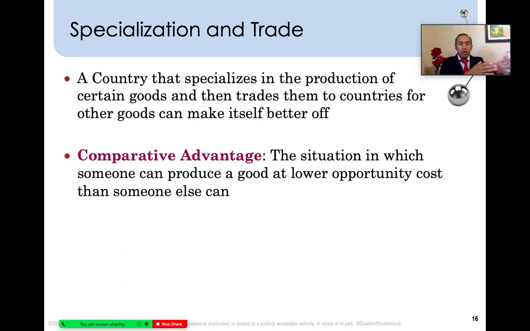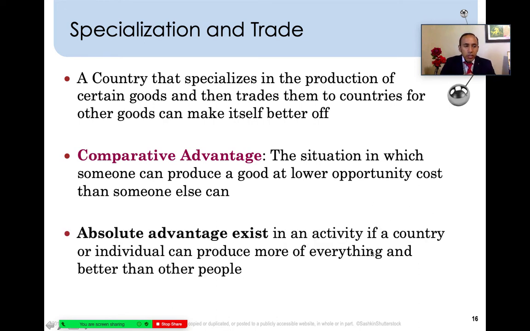Think about producing it cheaper, producing it more effectively, producing it more economically, in lower cost terms than someone else. I know we don't often hear comparative advantage, so just think about producing it at a lower cost, but the technical meaning is the lower opportunity cost of production.